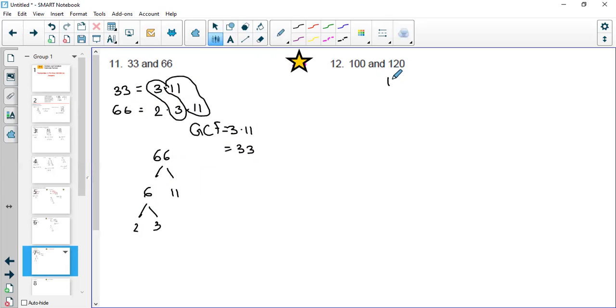Similarly, this is an easy number, so this is going to be 2 multiplied by 2 multiplied by 5 multiplied by 5.